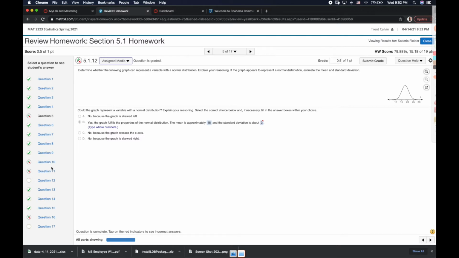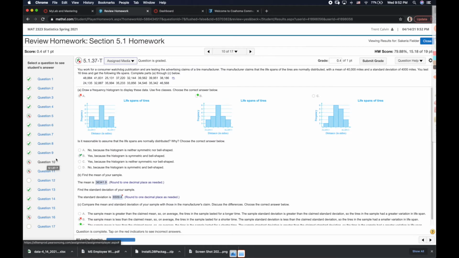So let's move down to number 10. I see you missed number 10, so we got partial credit for this. Let's see what we can do with this. It says you work for a consumer watchdog publication and you're testing the advertising claims for a tire manufacturer. The manufacturer claims that the lifespans of the tires are normally distributed with a mean of 40,000 miles and a standard deviation of 4,000 miles. So you test 16 tires and get the following lifespans. Complete parts A through C below.